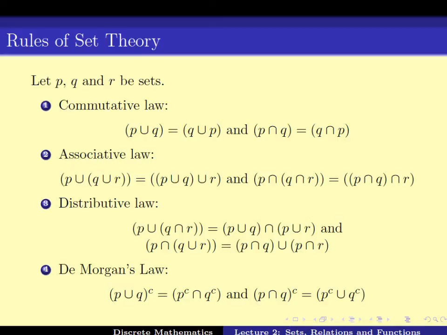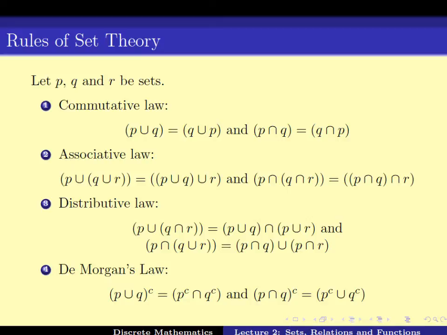The other law is the associative law, which says that P union Q union R is same as you first do the union of P and Q, and then you do a union with R. Similarly for the intersection. This is called the associative law.